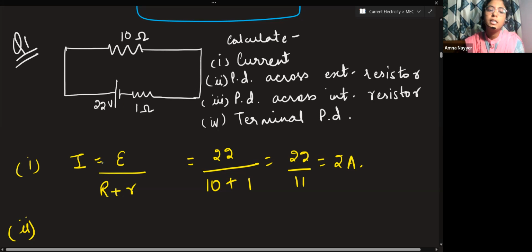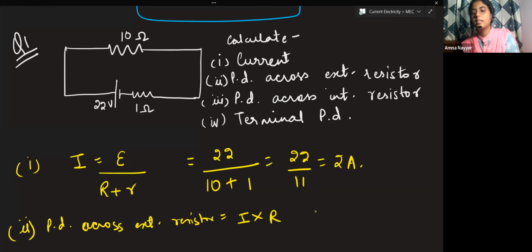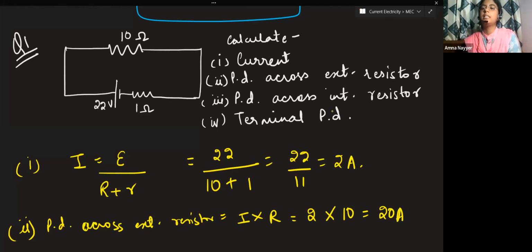Exactly in this manner. Potential difference across the external resistor: this is the current multiplied by the external resistance. So current is 2 amperes, resistance is 10 ohm. This becomes 20 volt. In this manner, you had to calculate.